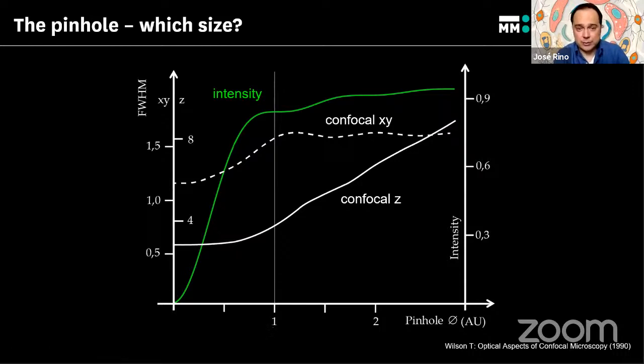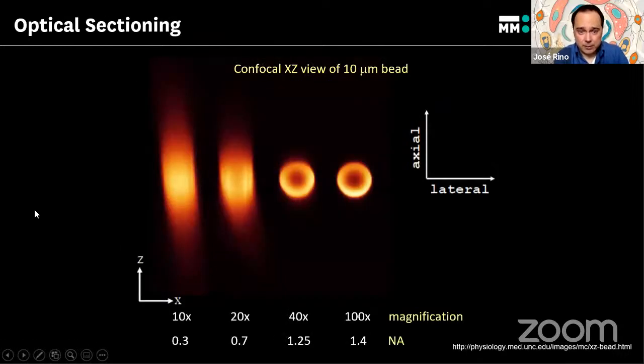Bear in mind that this will depend, of course, on the wavelength of light that you are using. One Airy unit pinhole will be different for 488 nanometer excitation or for 633 nanometer excitation, and the fluorescence emitted by the fluorophore. And coming back also to the objectives, the optical thickness that you get when imaging through a confocal will also be highly dependent on the objective that you are using.